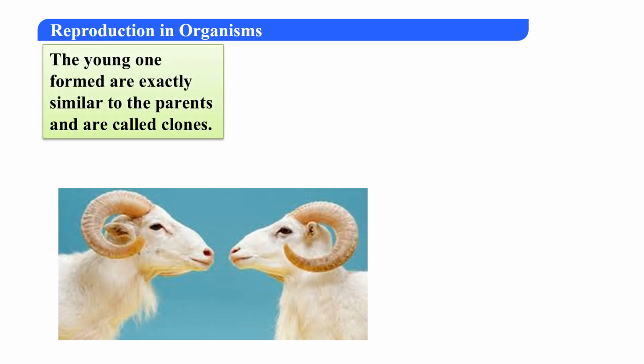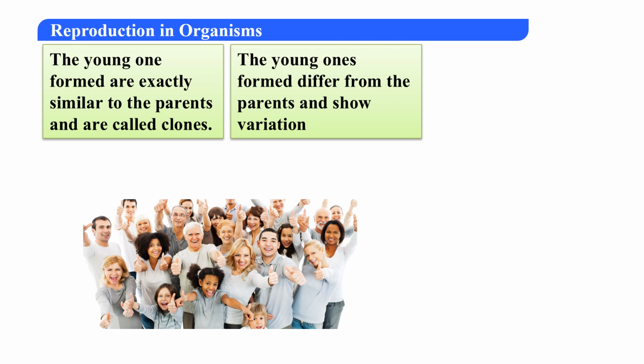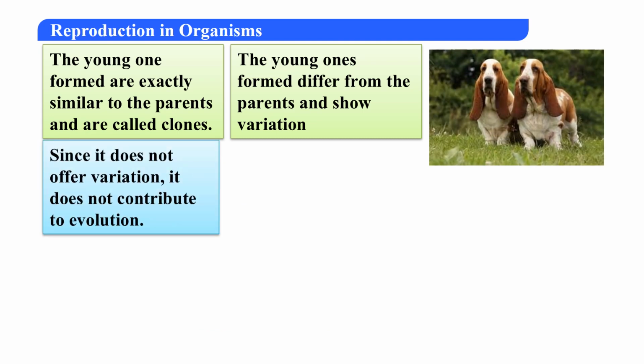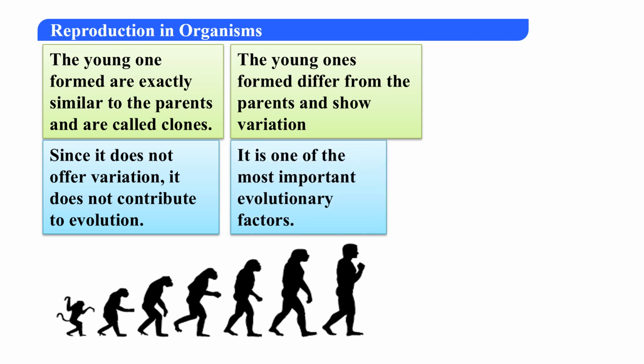In asexual, the young ones formed are exactly similar to the parent and are called clones. In sexual reproduction, the young ones formed differ from the parent and show variations. In asexual, since it does not offer variation, it does not contribute to evolution. Sexual is one of the most important evolutionary factors.